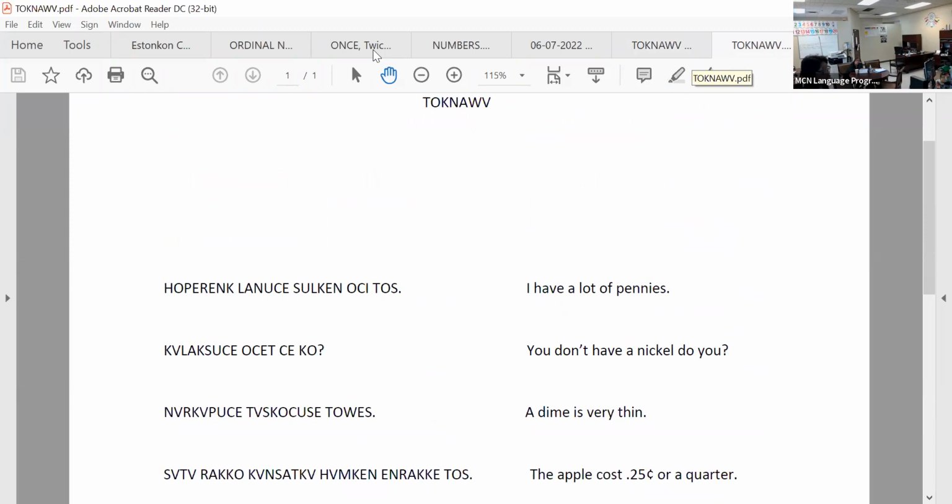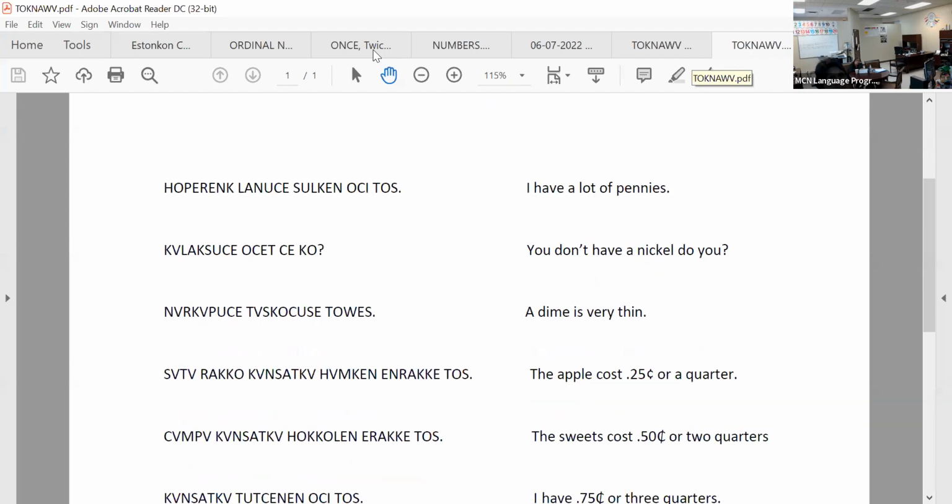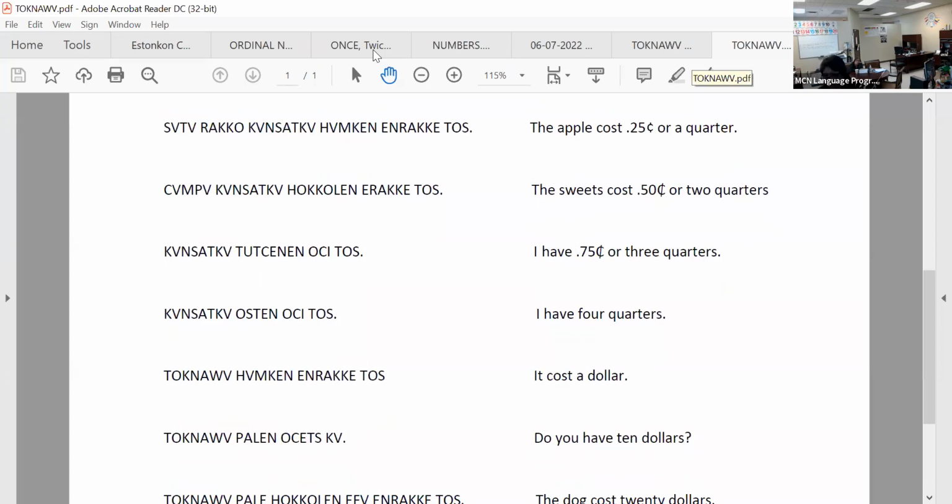You don't have a nickel, do you? Naskabuji. That's Gojushi Duis. A dime is very thin, and it is, isn't it? Sarasako Gansaka Hamgen in Sakidos. The apple costs 25 cents or a quarter. Jamba Gansaka Hokolen in Sakidos. That means 2 quarters.